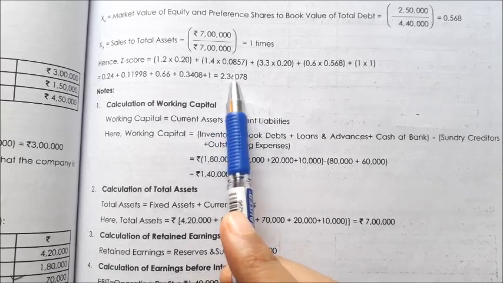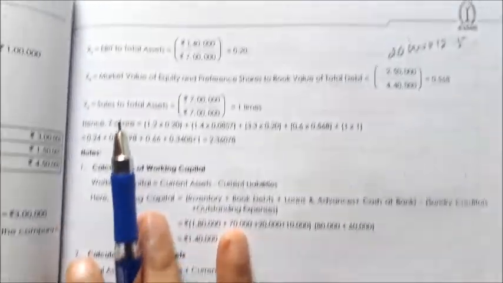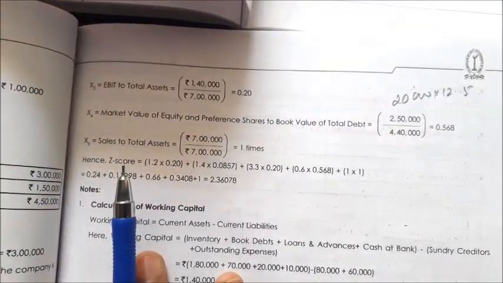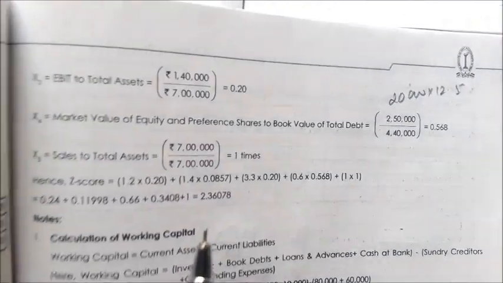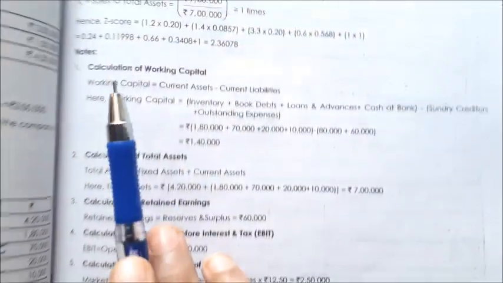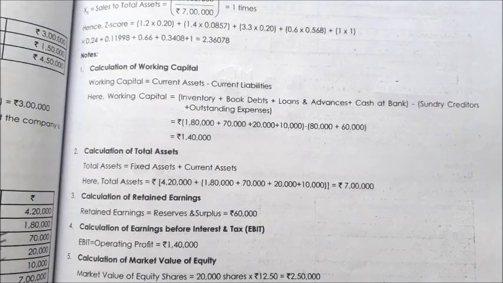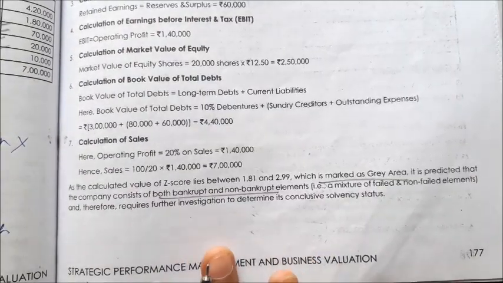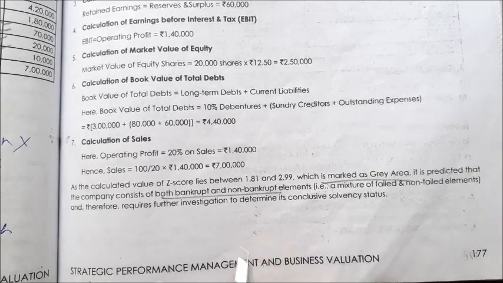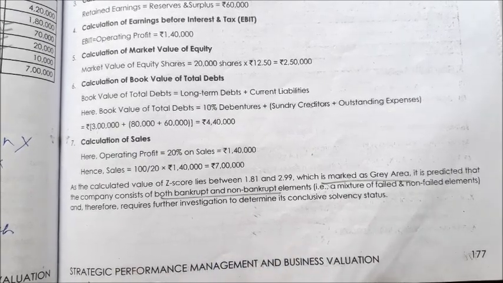If you see, this value lies between 1.81 and 2.99. That means it lies in a gray area, and it has both the non-failure components as well as bankrupt elements. It's a mixture of both of them, so we have to investigate it. And yes, this is the comment which is provided when it lies between both these values.